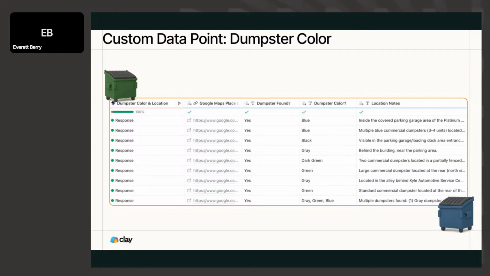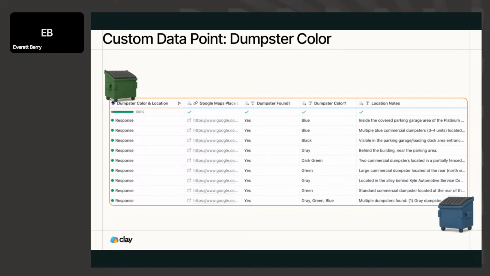Okay, so the last data point area that I want to go through here is custom AI data points. I'll tell a couple stories of data points that I've seen in use in the market, and hopefully this will get people's wheels spinning a little bit.